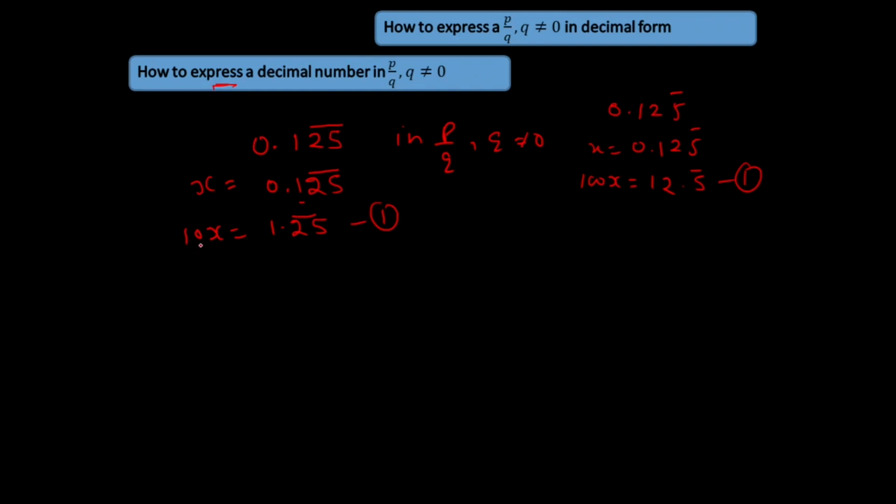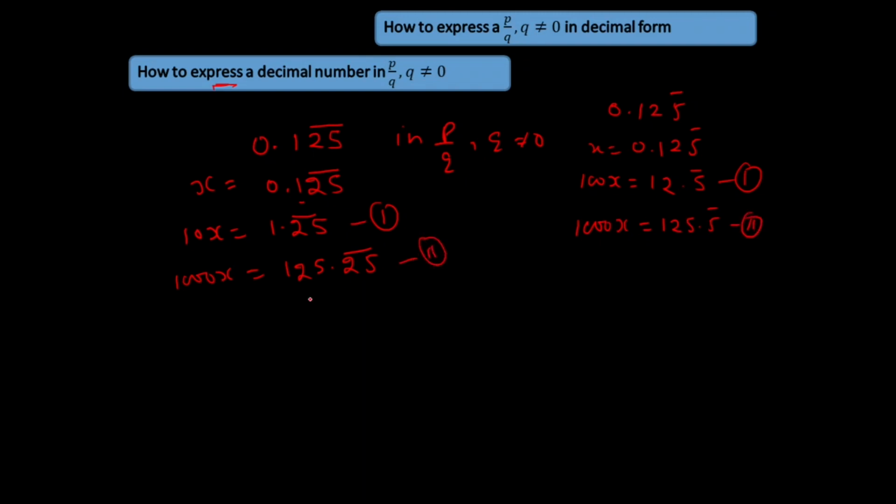So if I multiply this by 100, that becomes 1000x. If I multiply this by 100, these two digits will move before the decimal, so that becomes 125.25 bar. Same here, only one digit is repeating after the decimal, so I will multiply both by 10. That becomes 1000x because I multiply by 10, so one digit will move, 125.5 bar. This is question number two.